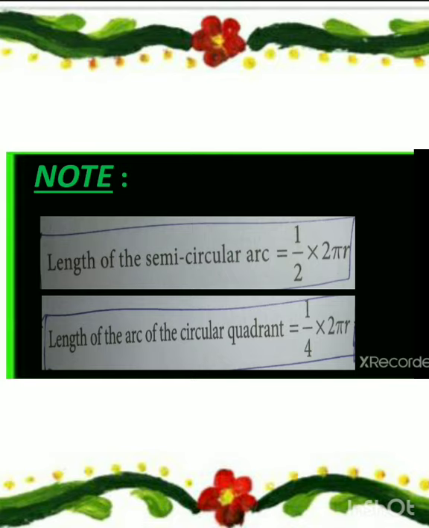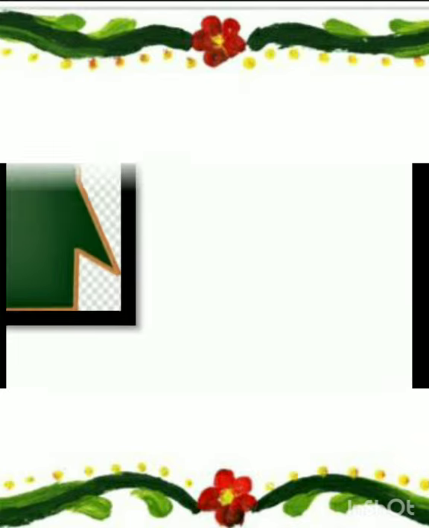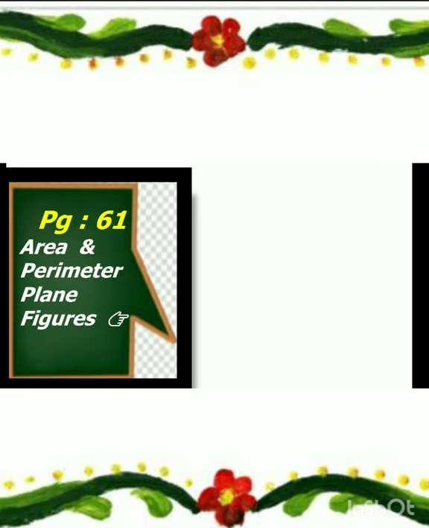Then the length of the arc of a circular quadrant is 1/4 × 2πr. Here quadrant means a circle is divided into 4 equal parts. So the number of equal sectors is 4. Therefore 1/4 × 2πr. On page 61, the formulas to find the area and perimeter of some plane figures learnt in the earlier classes.